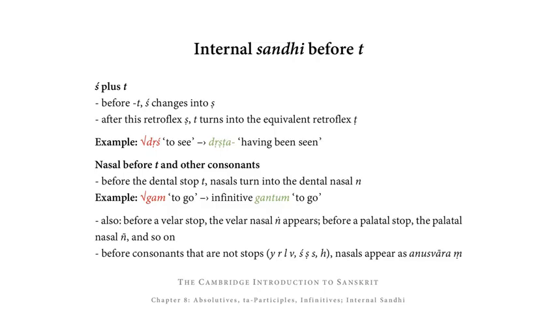For example, before a velar stop, a nasal will appear as the velar nasal ng. Before a palatal stop, it will appear as the palatal nasal, and so on. However, before consonants that are not stops, nasals usually appear as anuswara, so as just the nasalization over a vowel that is written as an M with a dot underneath, so ong, and so on.